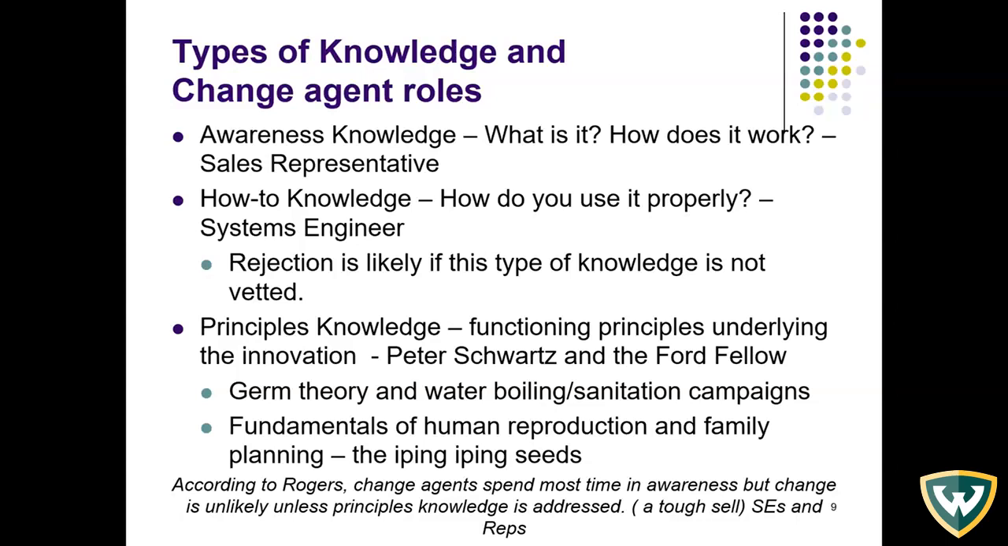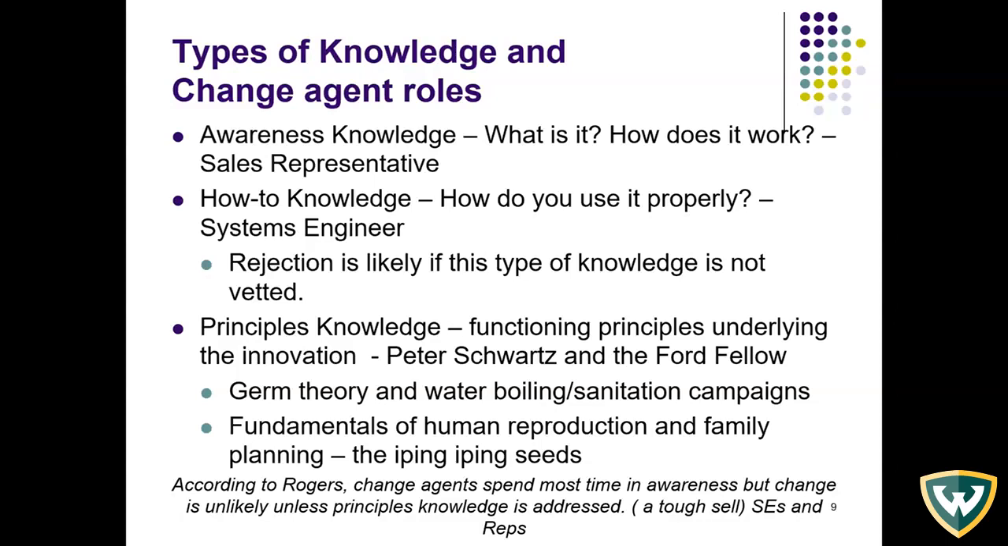Because researchers don't need the sales rep and the systems engineer, right? They're much more open to innovation than maybe your normal average person. But they need that principle of knowledge to say, this is why you need to think differently about how technology works. So according to Rogers, change agents spend most of their time in awareness, but change is unlikely unless principal knowledge is addressed.